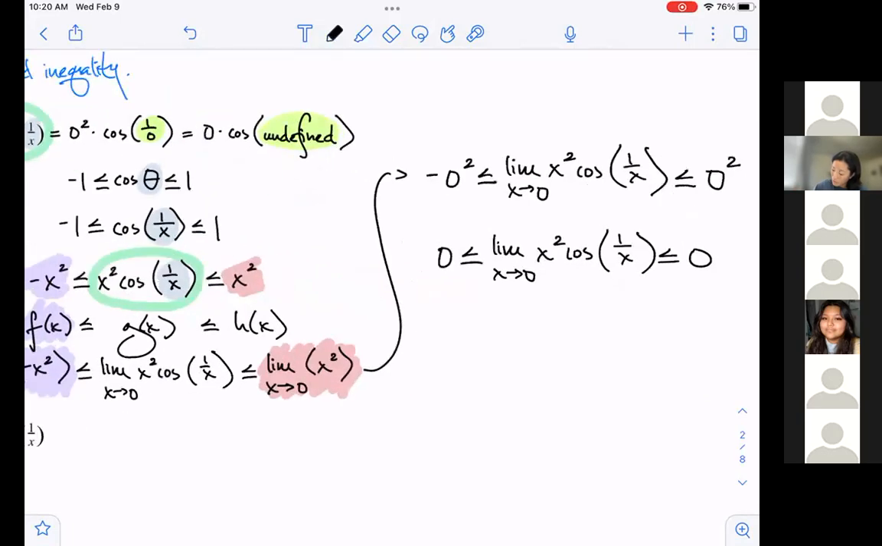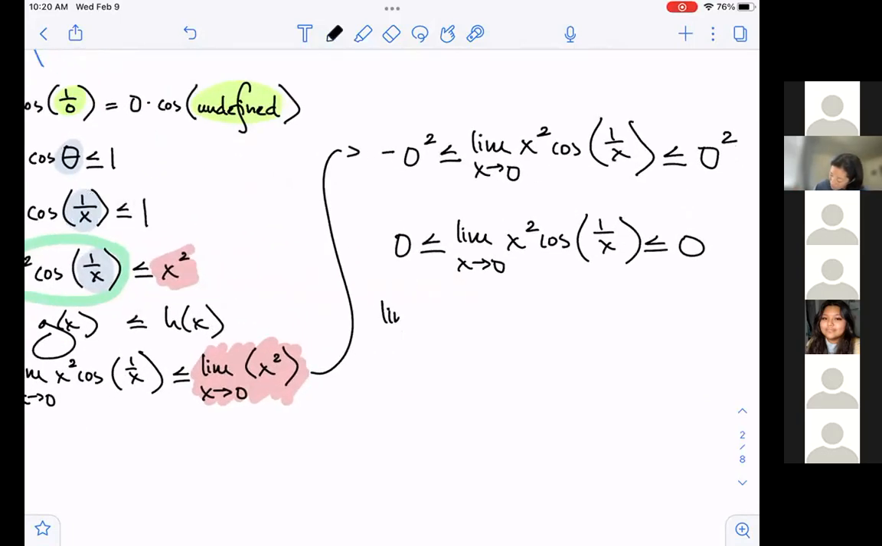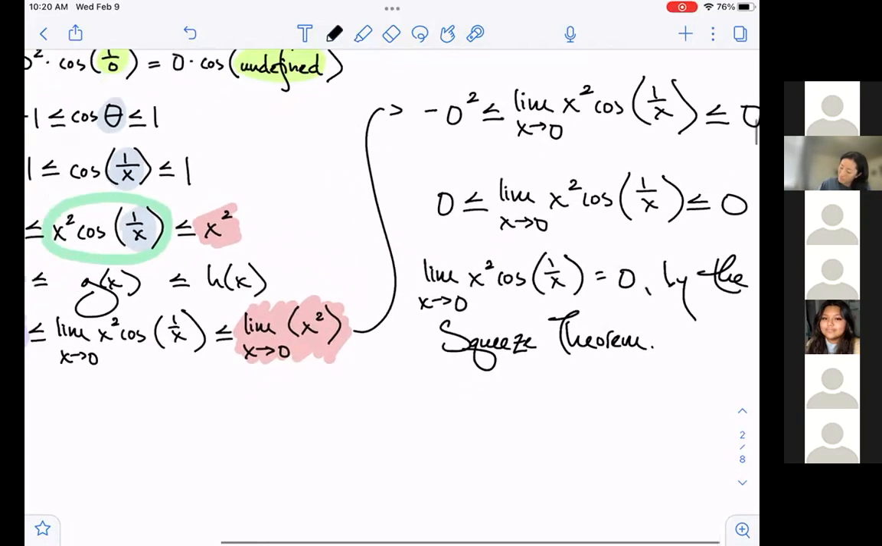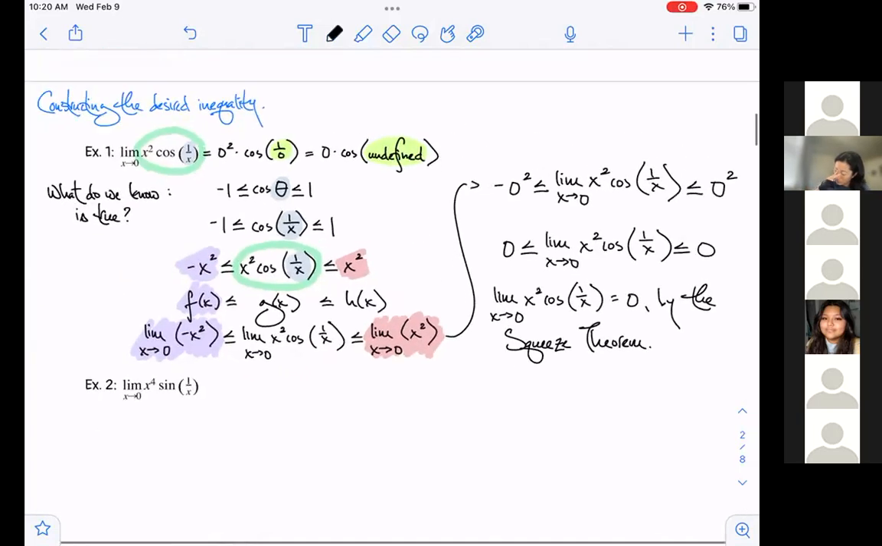So to answer our question, we would say the limit as x approaches 0 of x squared cosine 1 over x equals 0 by the squeeze theorem. Okay.